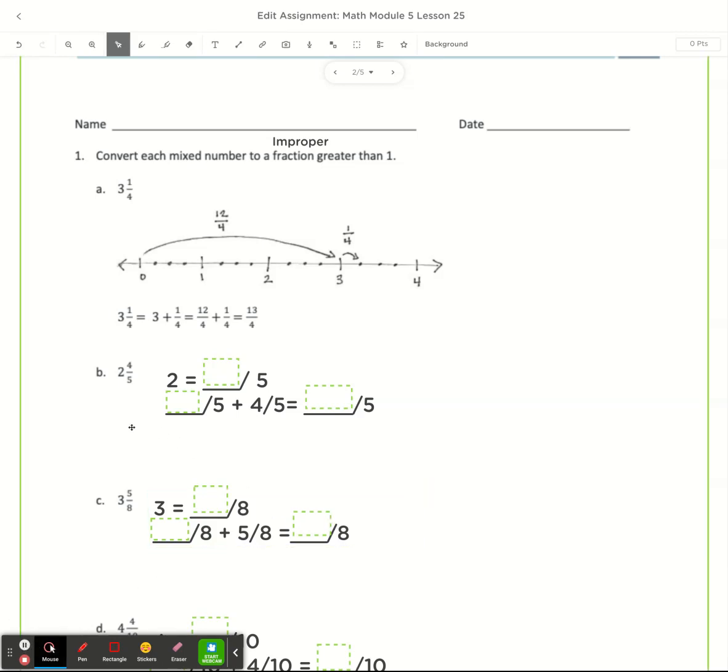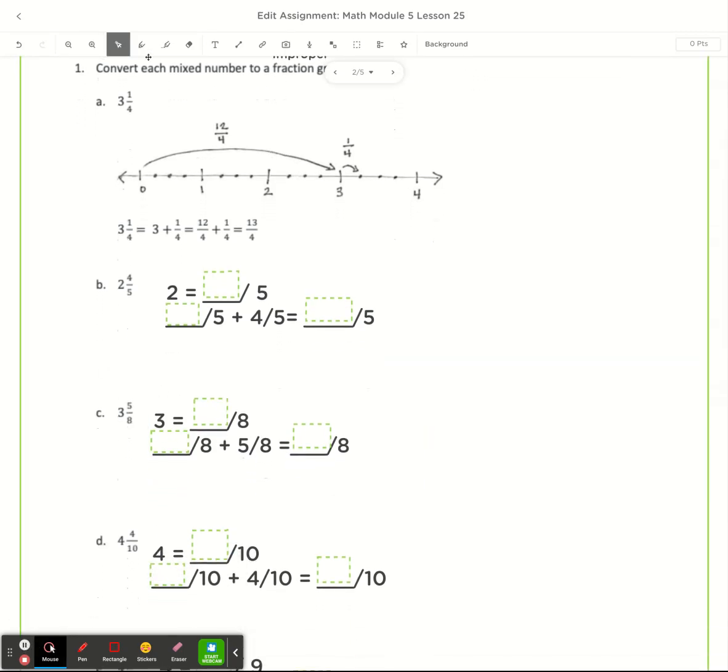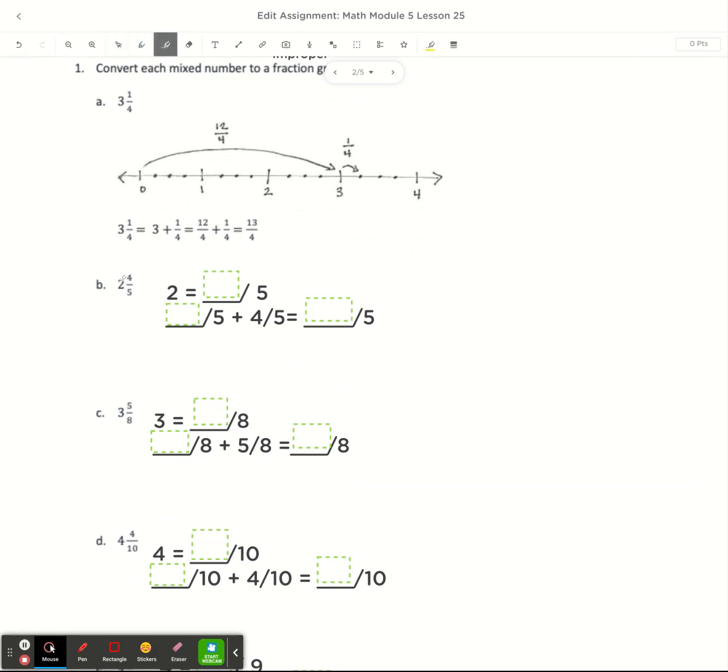In order to go from a mixed number to an improper fraction, we're going to start out by taking that whole number and converting it to a fraction. And again, guys, we are not messing with the denominator. So if the denominator in the mixed number is 5, that's where we're getting our fifths. So we have to figure out how to write 2 as a fraction in fifths.